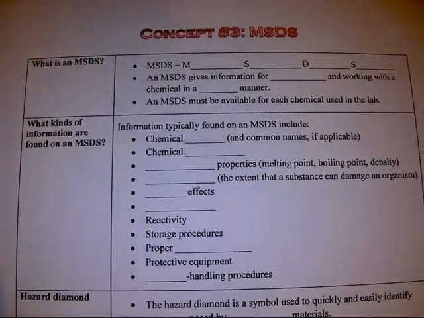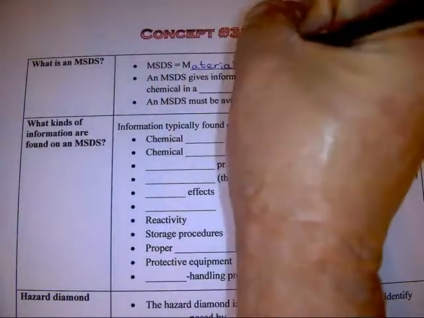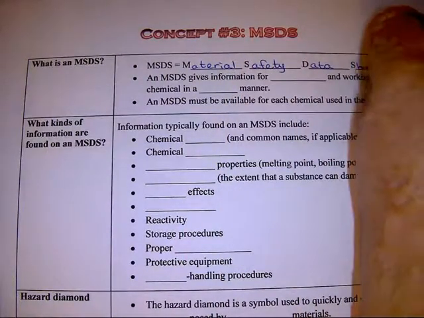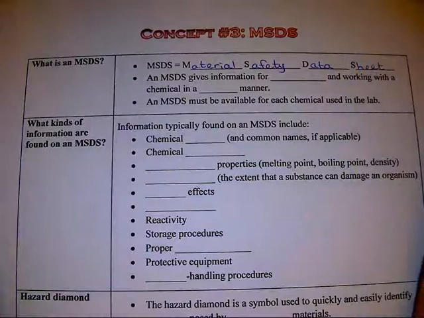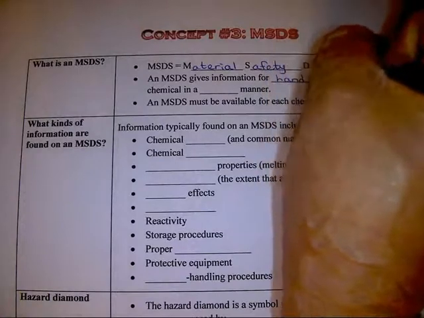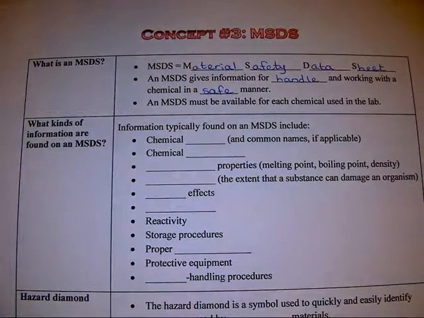Okay, let's define an MSDS. What does it stand for? MSDS stands for Material Safety Data Sheet. It is exactly what it sounds like. It basically is a piece of paper that gives us information about how to handle and work with a chemical safely. An MSDS has to be available for every chemical that is used in the lab, and the MSDS is usually provided by the manufacturer of the chemical.